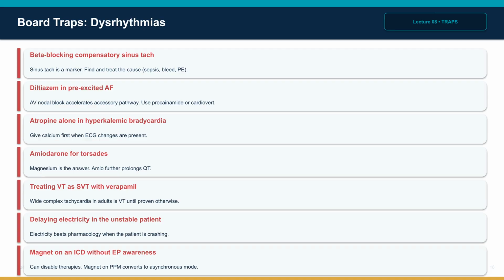Magnet on an implantable defibrillator without EP awareness. It can disable therapies. On a permanent pacemaker, magnet converts to asynchronous mode. Cardizem is the wrong answer in WPW with atrial fibrillation.